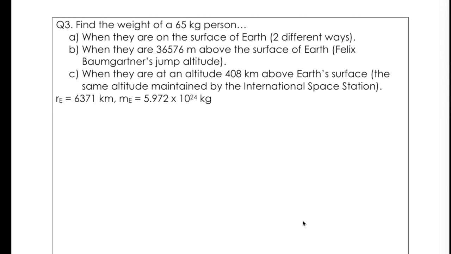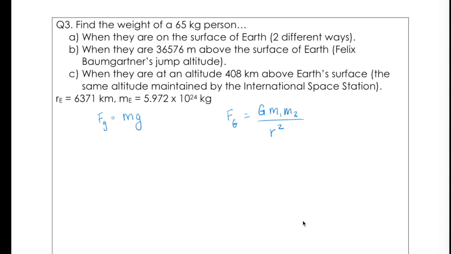For question number 3, find the weight of a 65 kilogram person for part A when they are on the surface of Earth, but use it in 2 different ways. So what that means is it wants you to find the weight, which is the force felt by gravity, using F equals ma, or m times the gravitational constant, 9.8. And then also using our new formula of F of g is constant of gravity times mass of 1 times mass of 2 over radius squared.